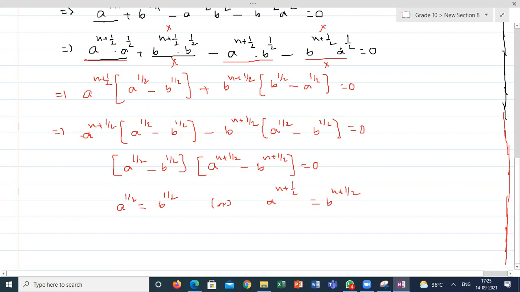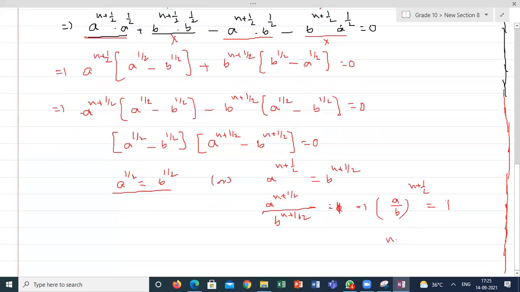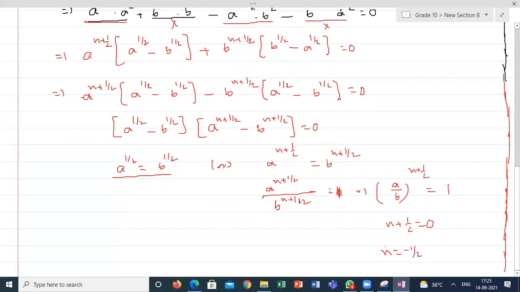See, from the first statement, it is not possible to calculate the value of n here. So this is the only possible way where I can calculate n. Here I am taking A power n plus 1 by 2 divided by B power n plus 1 by 2 is equal to 1. This will be A by B whole power n plus 1 by 2 is equal to 1. So something power is 1. This is possible if n plus 1 by 2 should be 0. So my possible n value is minus 1 by 2. This is how I can solve this question.